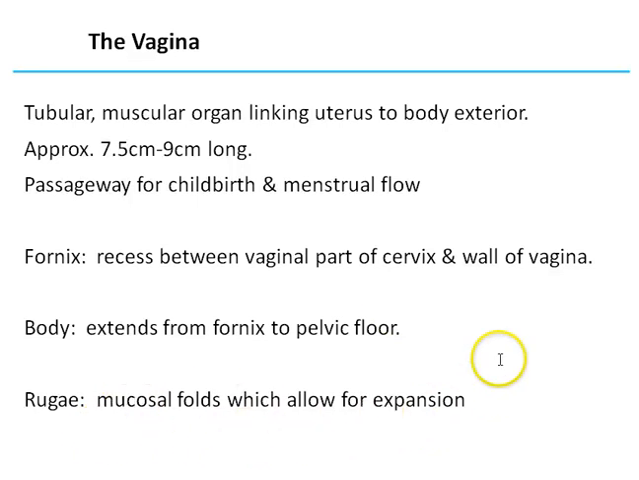Rugae are present in the vagina, and this is indicating that this organ needs to expand sometimes. Other organs that we've seen rugae in include the urinary bladder and the stomach, and all those organs need to expand. The rugae, the folds, allow that expansion to occur.